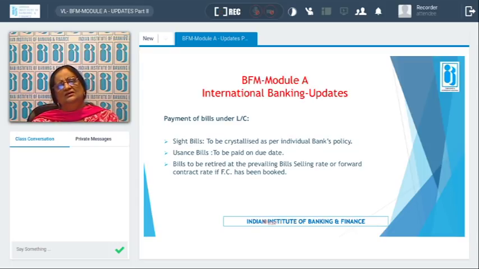They are to be retired at which rate of exchange? It will be the prevailing bill selling rate or a forward contract rate in case a forward contract has been booked for this LC. Especially in case of usance bills, normally the banker advises the importer to book a forward contract. So if an FC has been booked, that rate will be used. Otherwise, the bill will be retired at the prevailing bill selling rate on the day of retirement.